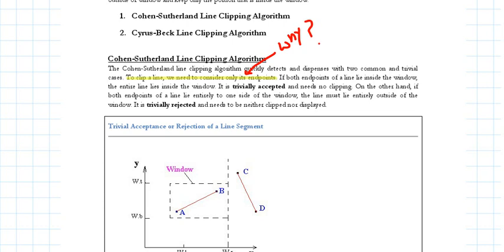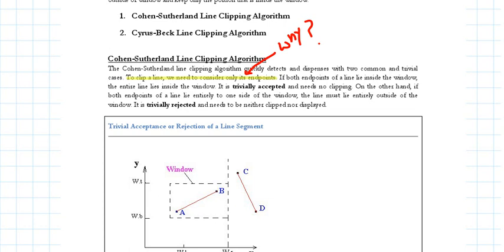Now come back to the statement. If both endpoints of a line are inside the window, the entire line lies inside the window. Just give it a thought. If both the endpoints of a line lie inside the window, look at the line AB.